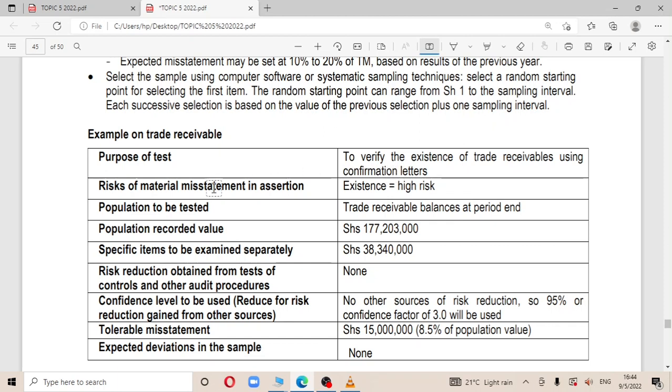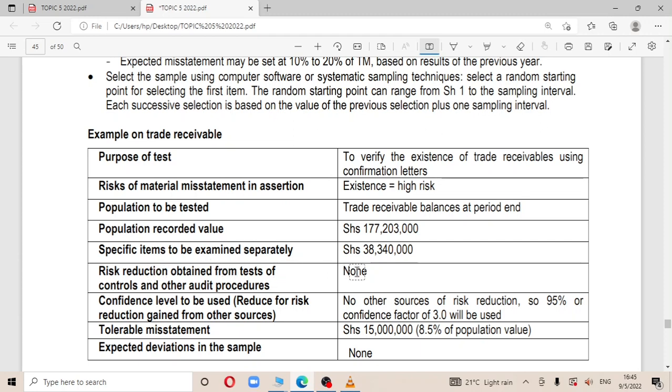Then the risk of material misstatement in an assertion. We find that the risk is high. These data may not be existing. Population to be tested, trade receivables at the end. Total value is 177,203,000. Specific items to be examined separately, their amount is 8 million. Risk reduction obtained from tests of controls, none.